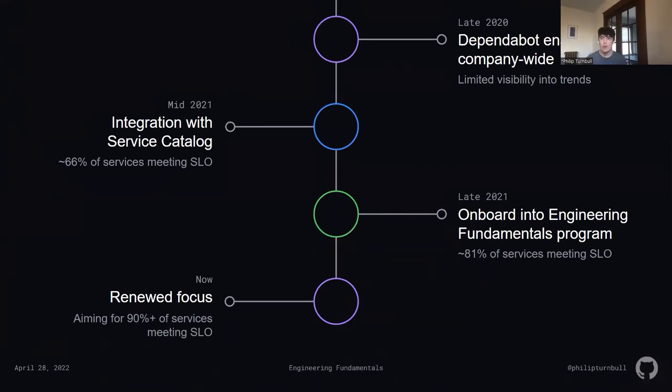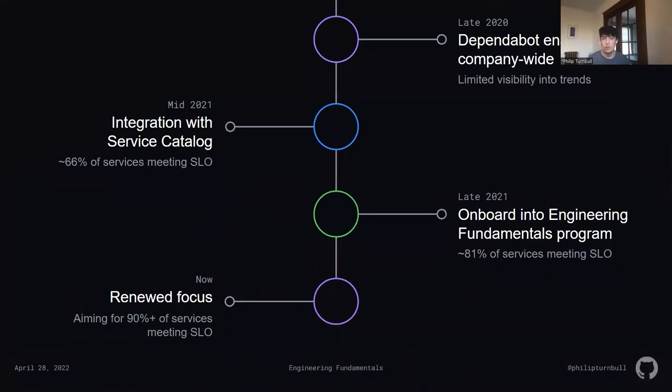So this is a very high level view about our journey over the past year for Dependabot, for burning down this backlog of outdated dependencies. We enabled Dependabot company-wide a long time ago. Repo owners were receiving Dependabot alerts directly, so they were aware of which repos had outdated dependencies. But as a company, we lacked a clear overview about how we were doing.